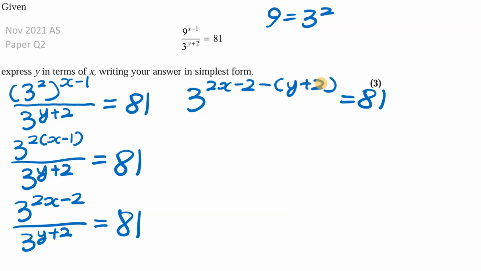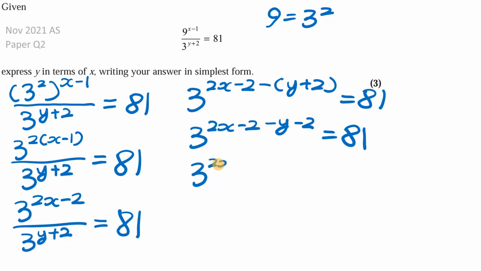You need to put brackets around the y plus 2, and then if we do this, it's going to be 3 to the power of 2x minus 2, and then we have this minus bracket y plus 2. So if we expand this here, it's going to be minus y minus 2 is equal to 81. This is why it's really important to put brackets around this y plus 2, because we need to have this as minus 2 here. Then this is 3 to the power of 2x minus y, and then minus 2 minus 2 is minus 4, and this is equal to 81.